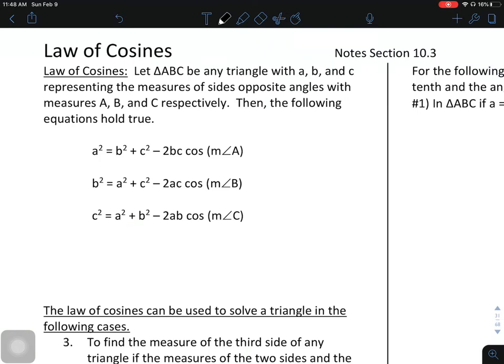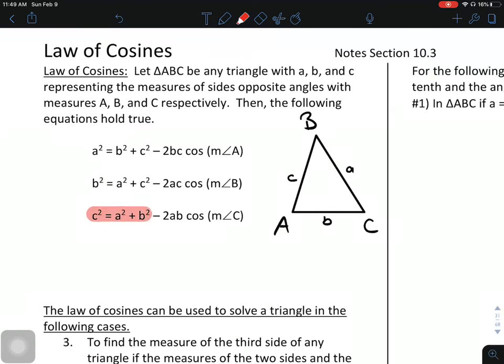Law of cosines. Let triangle ABC be any triangle with sides a, b, and c representing the measures of sides opposite angles A, B, and C respectively. So same kind of triangle that we drew before for law of sines. Angles are capital printed letters. Sides opposite those are lowercase printed letters. Well, according to the law of cosines, each of these equations has to be true. Let's focus right now just on this bottom one.